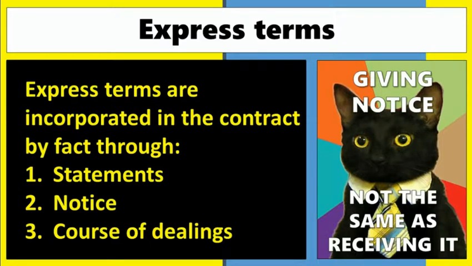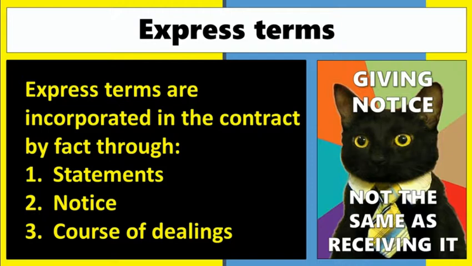The first of these broad areas of terms that are incorporated into a contract are known as express terms. And the important distinction between express and implied terms is that there is some aspect of the negotiation process that's actually happened in the real world that somehow has led to particular obligations ending up being in the contract. There are three ways in which express terms can end up being incorporated or included into the contract.